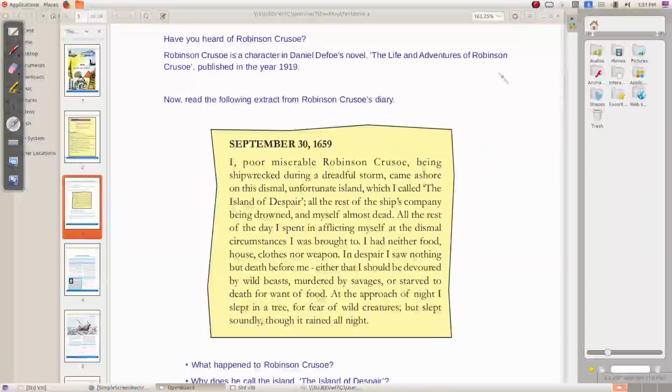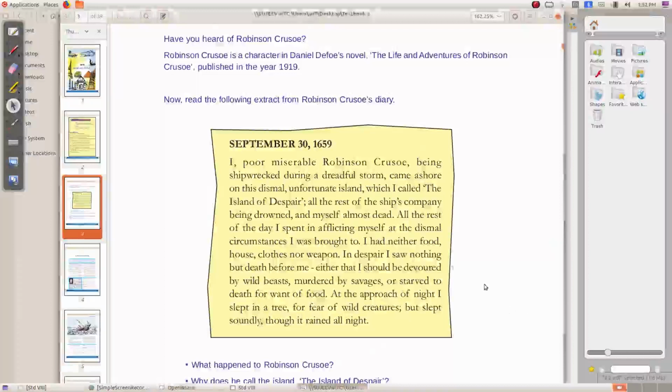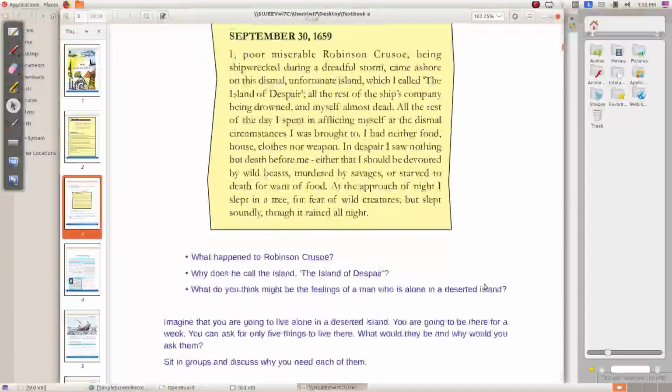Have you read this book? Cartoon books are there, short comics are there, and everything is there. That is the thing we have to keep in our mind. Certain questions are there. What happened to Robinson Crusoe? We know the answer. His ship got wrecked and he reached an island.